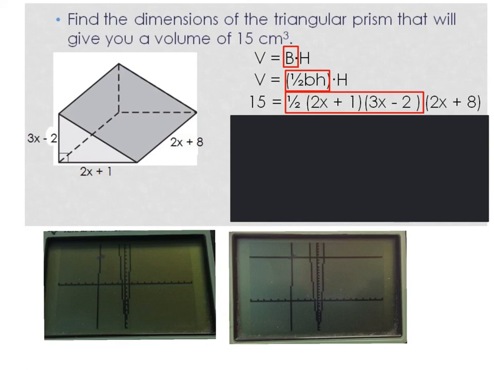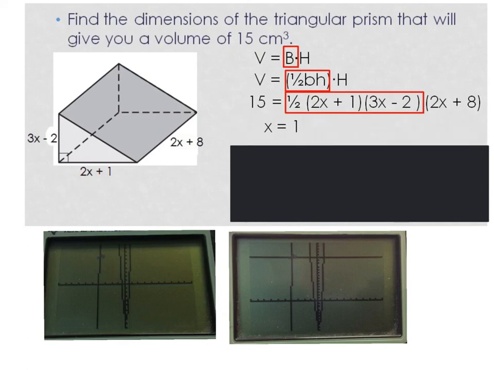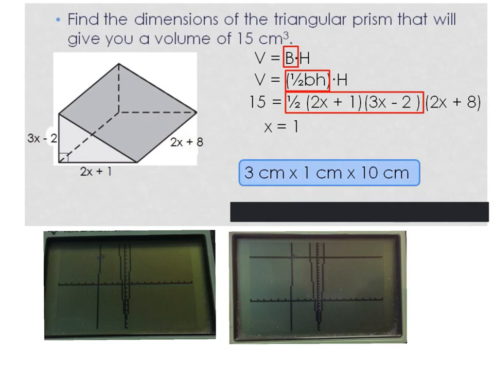So our answer is x equals 1. And then to find the dimensions, again, we want to put that 1 in, which we've actually already done. We put it in here, here, and here a minute ago. And so what we found out was the dimensions are 3 centimeters by 1 centimeter by 10 centimeters.